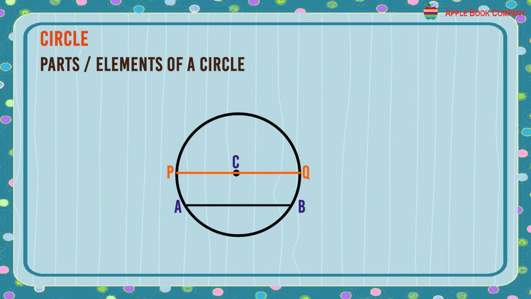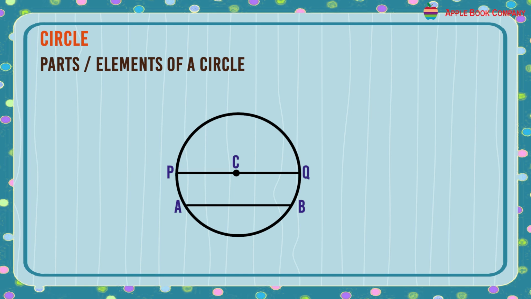The chord PQ passes through the center. It is also a diameter. The chord AB does not pass through the center. A chord of a circle passing through its center is a diameter. Diameter is the biggest chord of a circle.